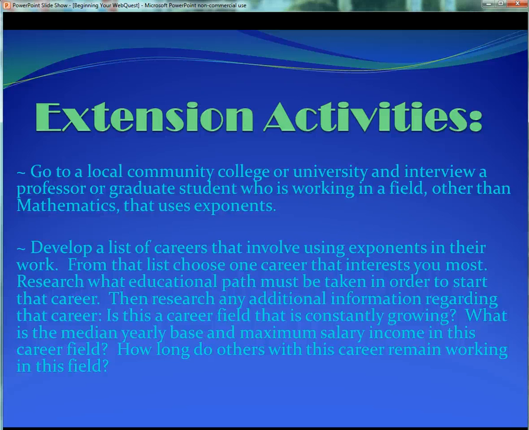Is this a career field that is constantly growing? What is the median yearly base and maximum salary income in this career field? How long do others with this career remain working in this field?